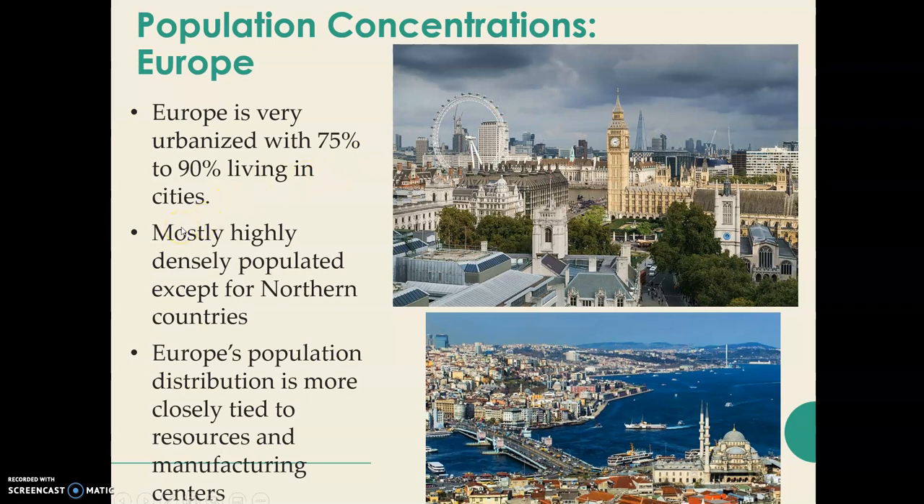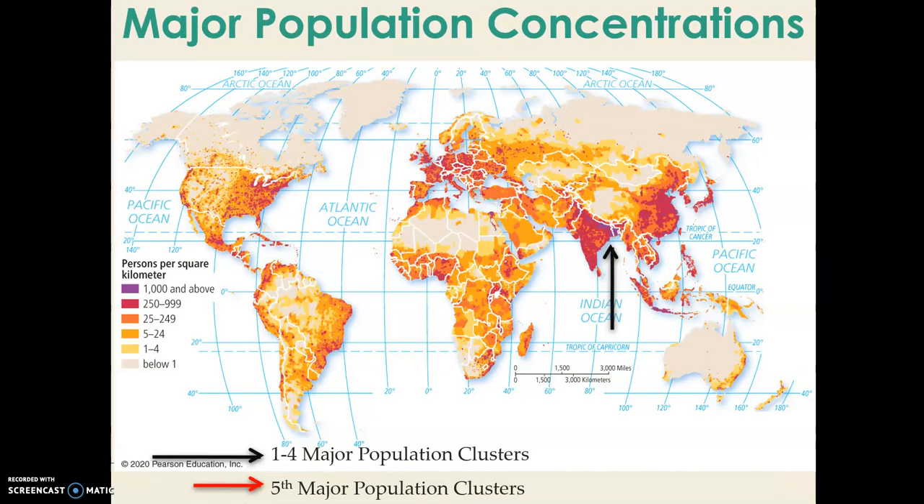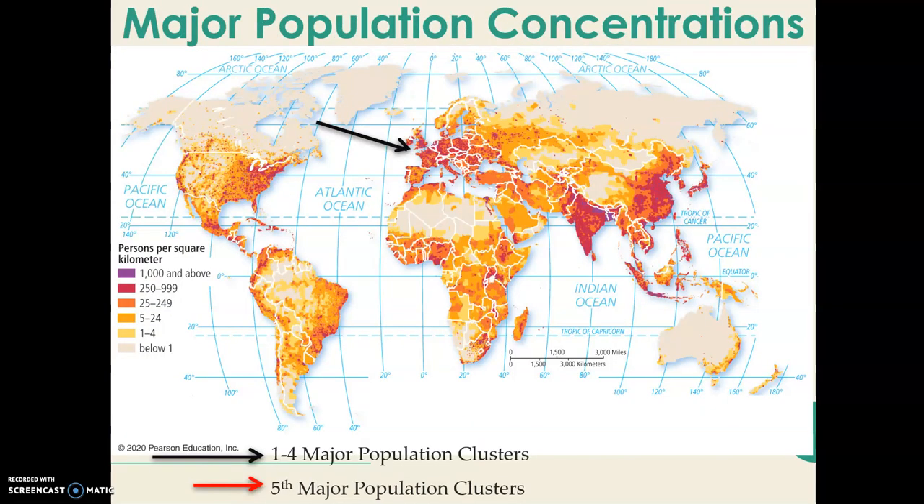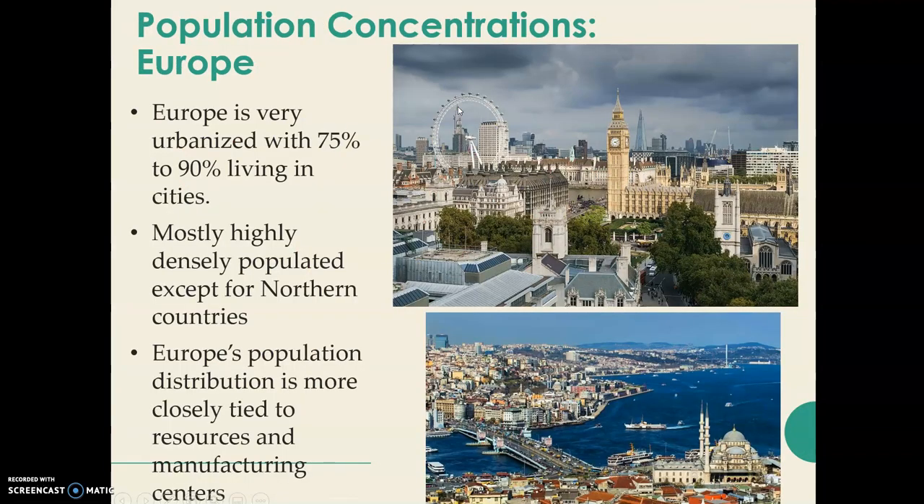The most highly densely populated, except for the northern countries. So let's go to the map and I'll show you what I'm referring to. So we're talking about this is most of Europe here. Okay, and you can really see that they've got lots of these darker shaded areas all throughout the majority of most countries. However, take a look up here at Scandinavia. Clearly, they do not have nearly as many people. So that's what we're referring to when we say, except for the northern countries, they're definitely less populated.